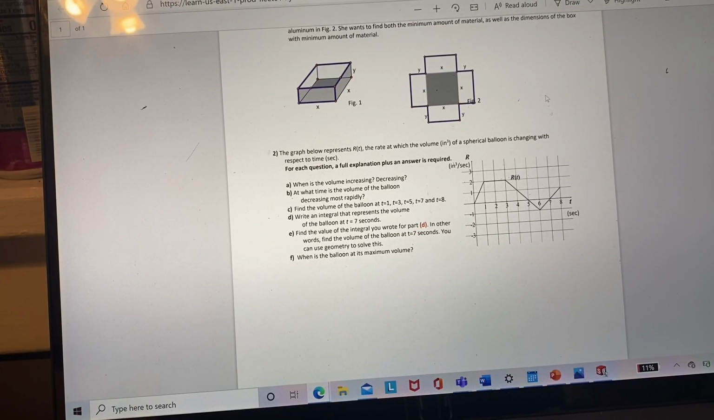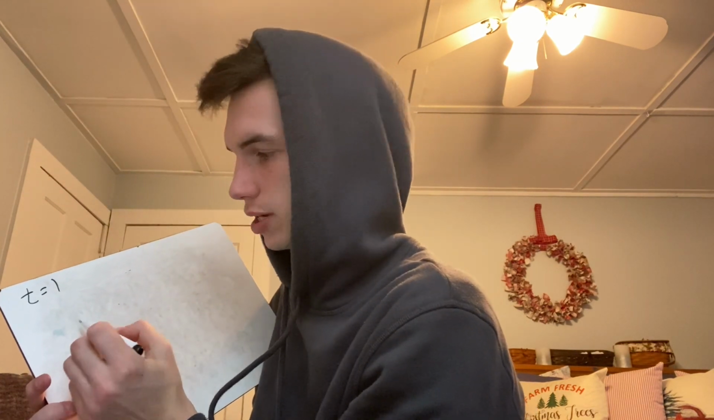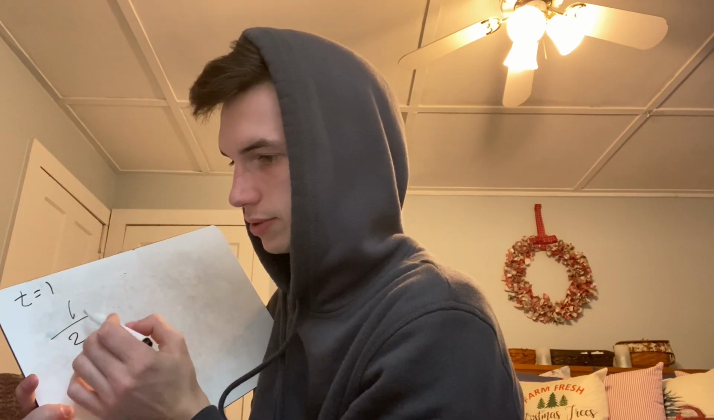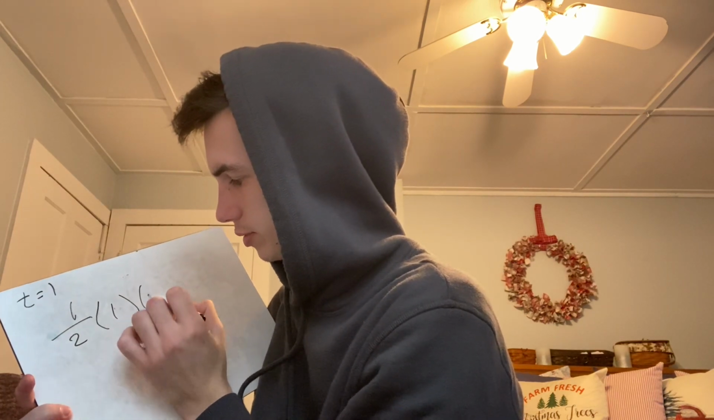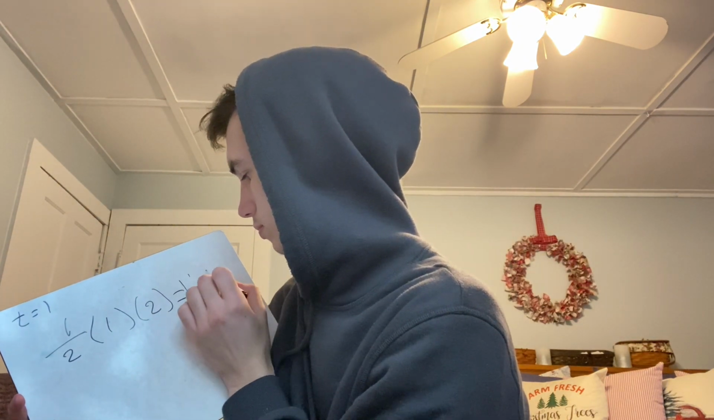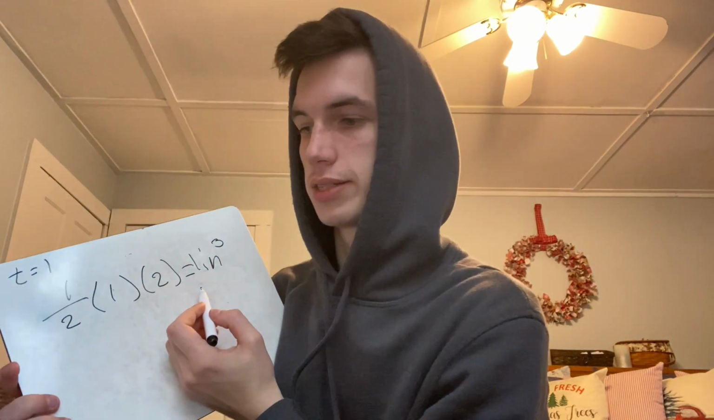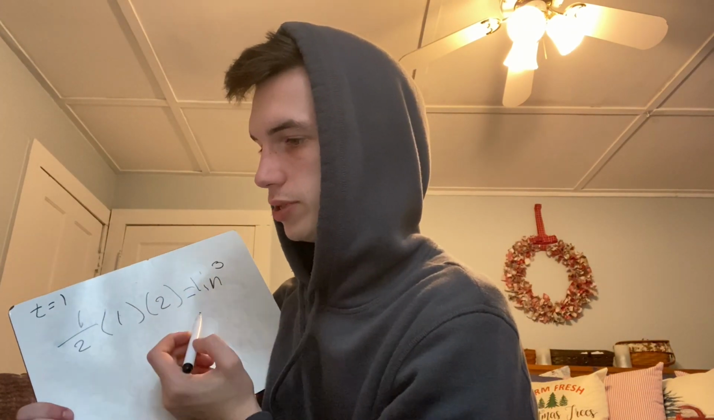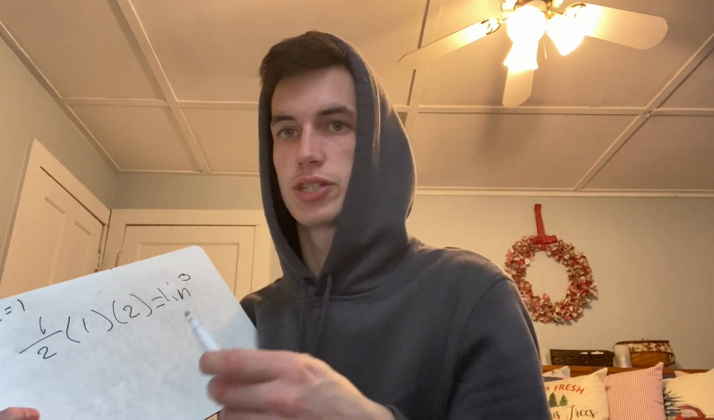Question C is asking to find the volume of the balloon at t equals 1, t equals 3, t equals 5, t equals 7, and t equals 8. So to find the volume at t equals 1, we'll be finding the area underneath the graph. Therefore, at t equals 1, it's going to be 1/2 times 1 times 2, and this equals 1 inch cubed. So this is the volume at time equals 1. 1 inch cubed is the volume.